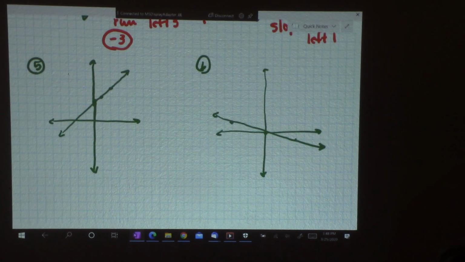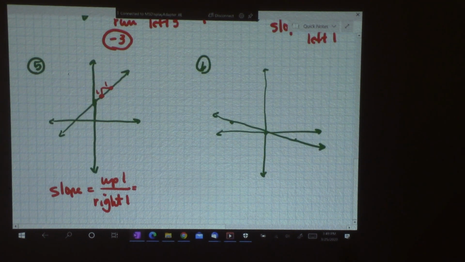Okay, number 5. For my worksheet, I'm going to pick 2 points. To get there, I go up 1, right 1. So my slope is up 1, right 1. And that is positive 1 over positive 1, which is 1. Lots of 1s there. Okay? So the slope is 1.